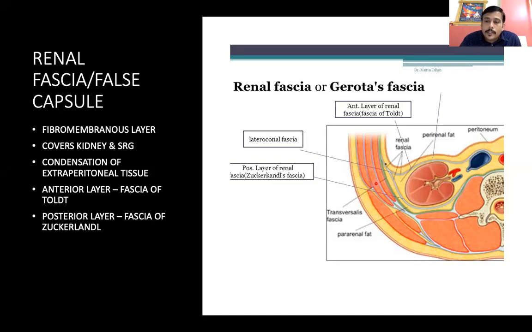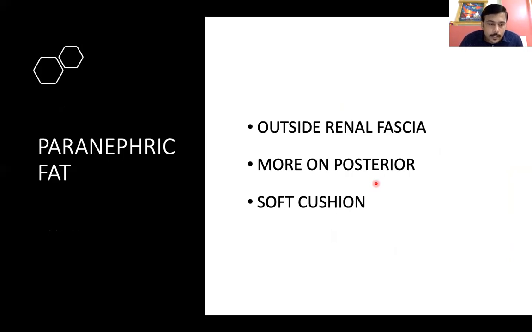So it has two parts. The anterior layer is known as the fascia of Toldt, and the posterior layer is known as the fascia of Zuckerkandl. Both the renal fascia and the capsule have great importance in the surgical aspect.